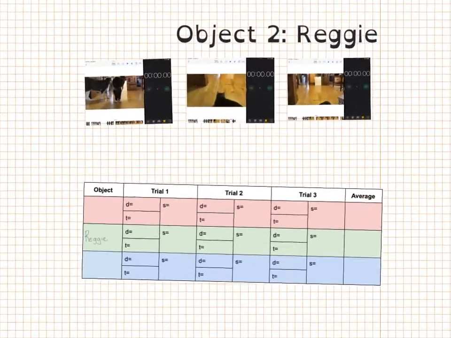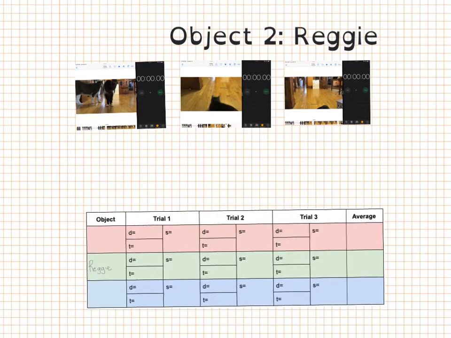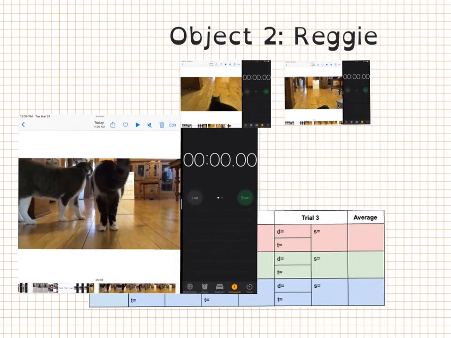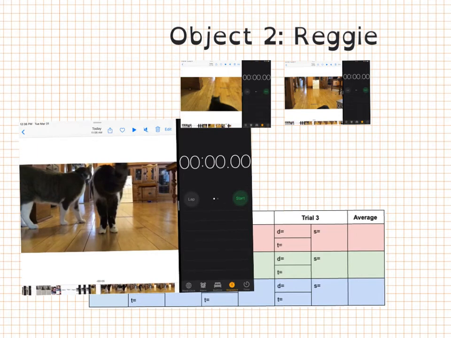So let's go ahead and watch Reggie's data. So there's one. See how fast he goes.